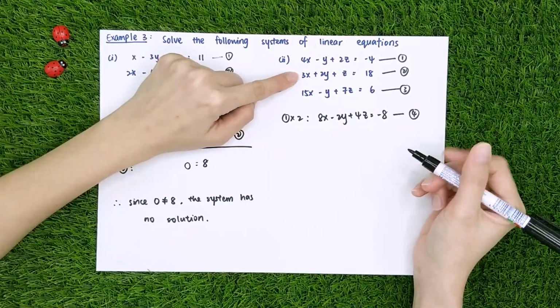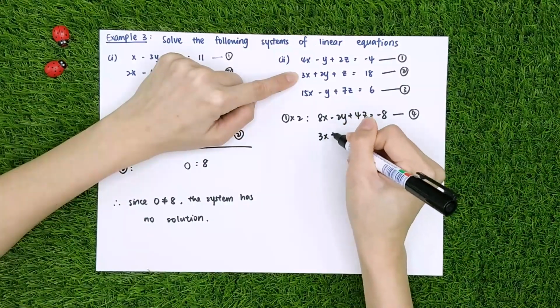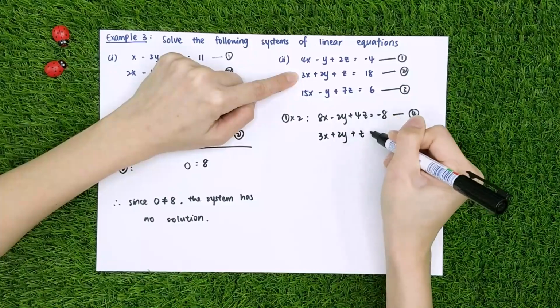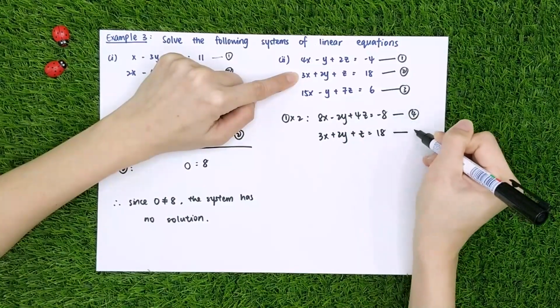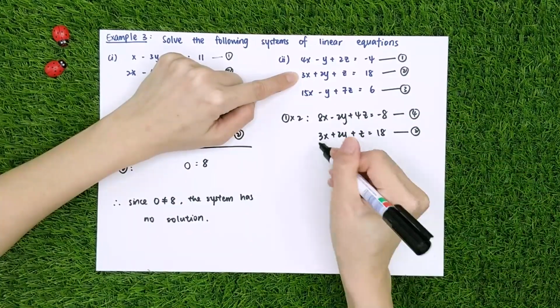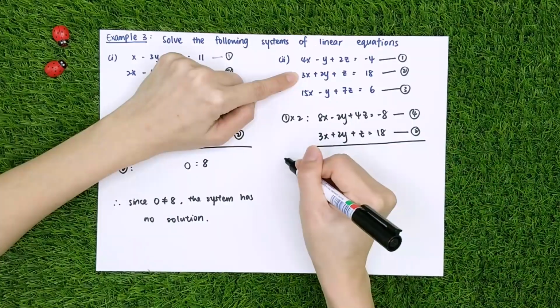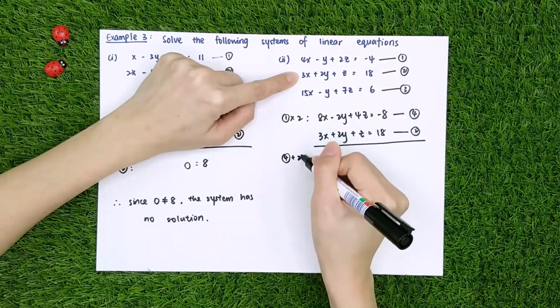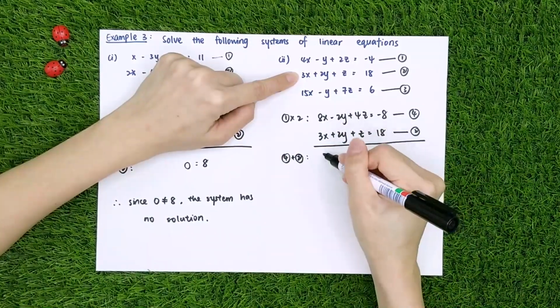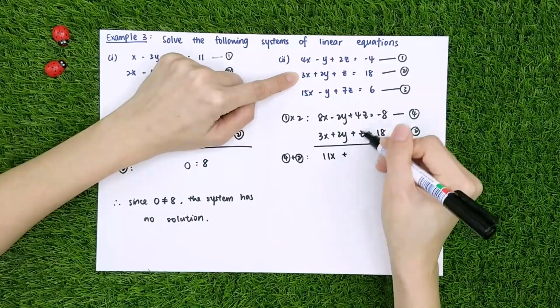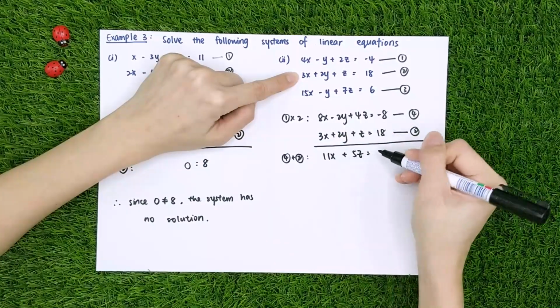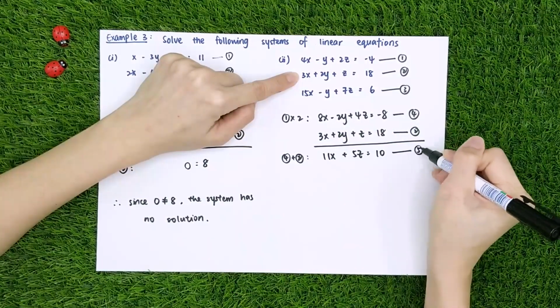Now I move down my equation 2: 3x plus 2y plus z equals 18. This is my equation 2. Now I can add my equation 4 and equation 2. So I can get 11x plus 5z equals 10. This is my equation 5.